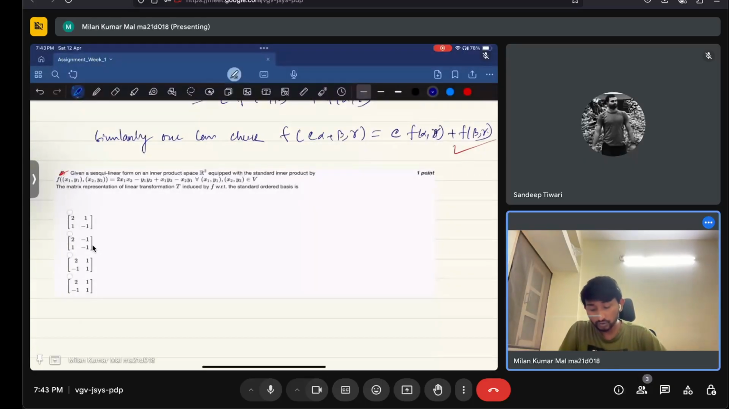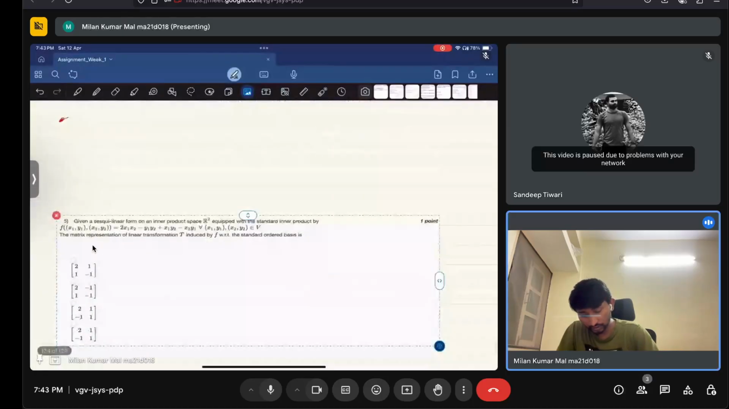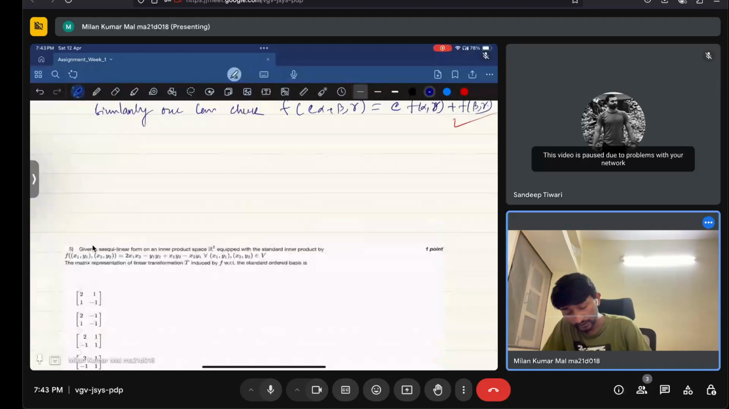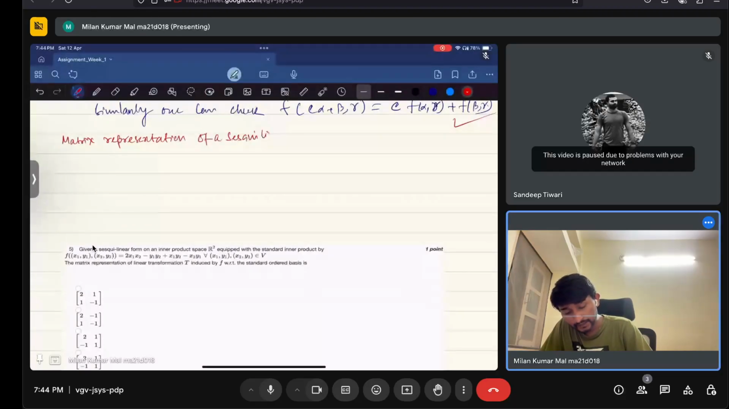So then I have to give the matrix representation definition a little bit. Okay, this is enough. Matrix representation of a sesquilinear form.